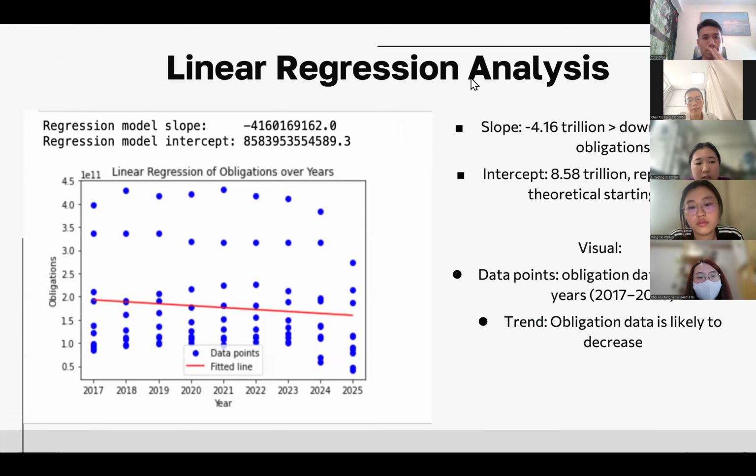Now let's delve into the linear regression model. The results reveal a concerning downward trend in obligations, with a slope of negative 4.16 trillion. This indicates that federal spending is likely to decrease over time. The intercept, which stands at 8.58 trillion, represents the theoretical starting point of the analysis.